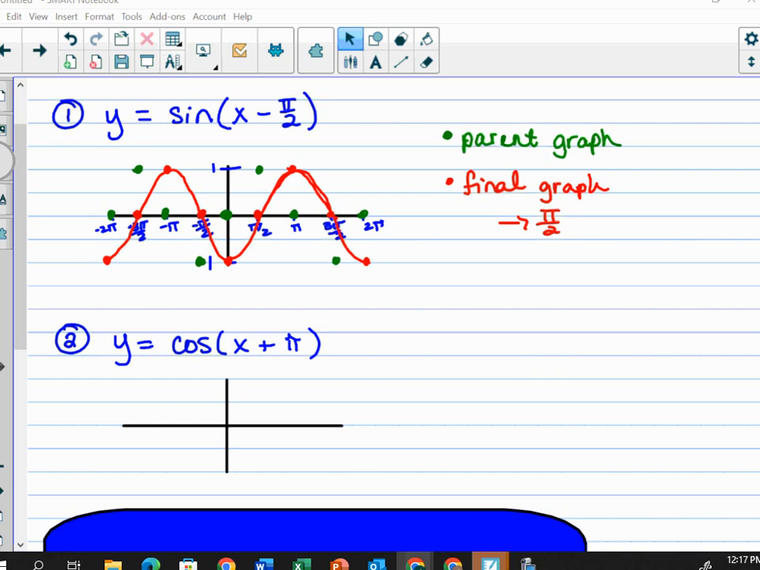For number 1, we shifted to the right by pi over 2. So I took the green dot. Pi over 2 is one spot. So I just moved each green dot over one spot. Oh, towards the... okay, got it. Yeah, so start on the left end.